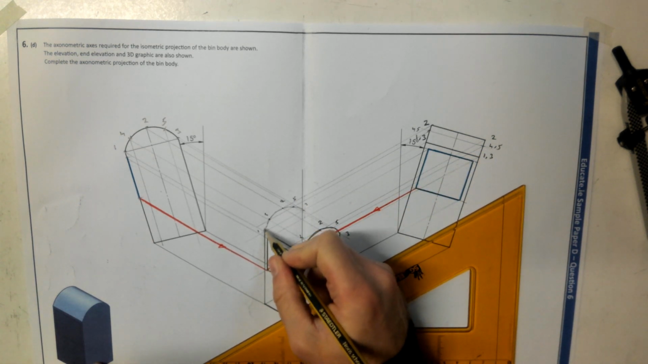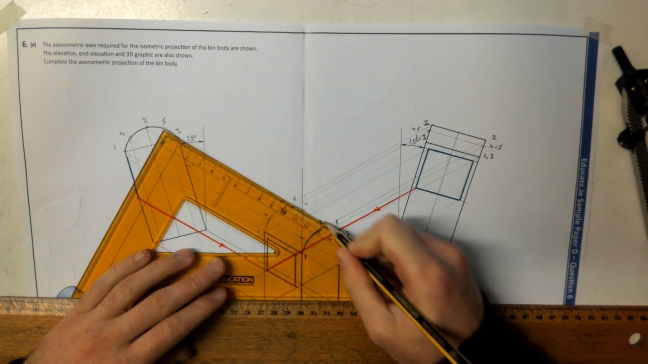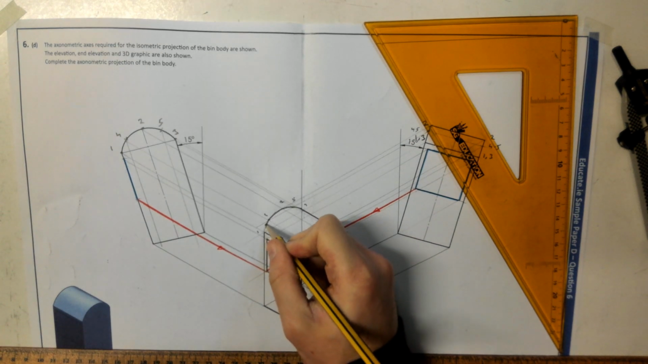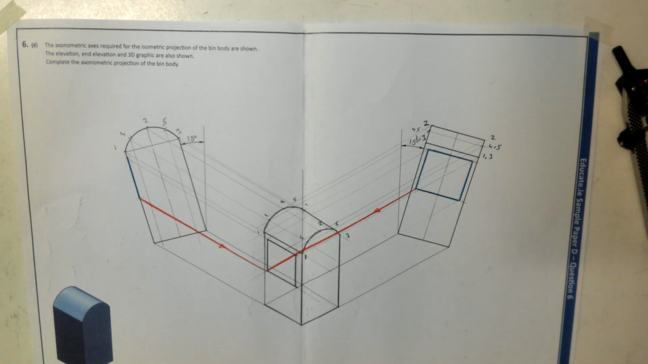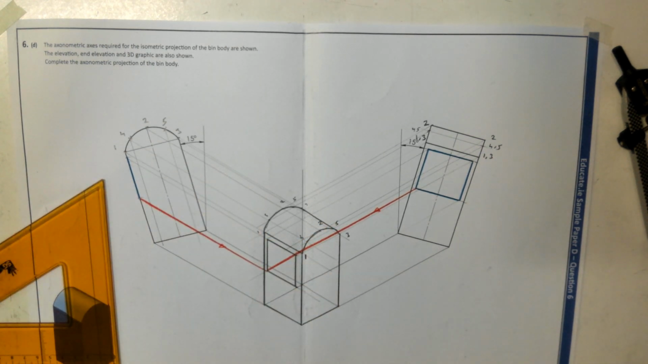I can draw my curve in like that there. Take my line across the back and draw the curve on the back there. My last line here. That completes the question then.